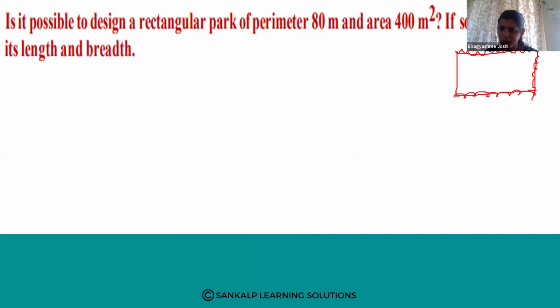Okay, so perimeter of that park, perimeter means the outer boundary of the park. What do you mean by perimeter? Perimeter is the outer boundary, right? So the outer boundary we call as the perimeter. Perimeter is 80 meter, they have given. And area, what is area? Area is the place inside the rectangular park. So the place inside the rectangle, we call it the area of the rectangle, right? Here the area of that park is 400 meter square, they have given.